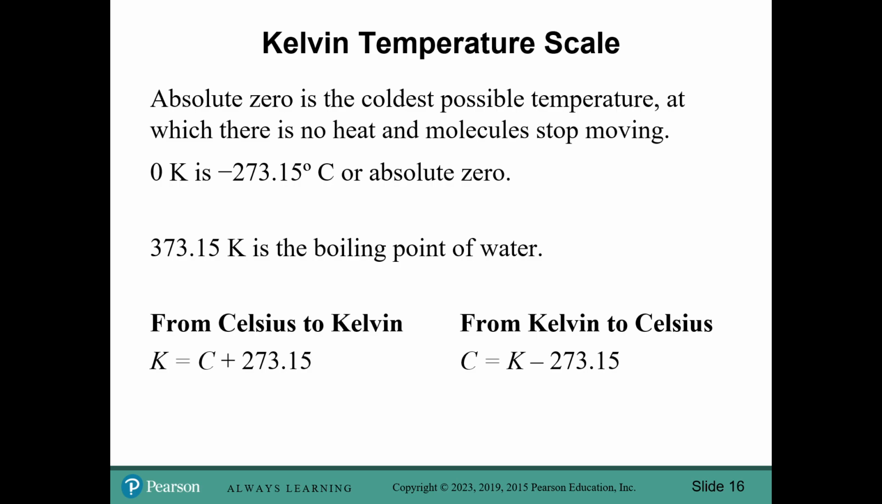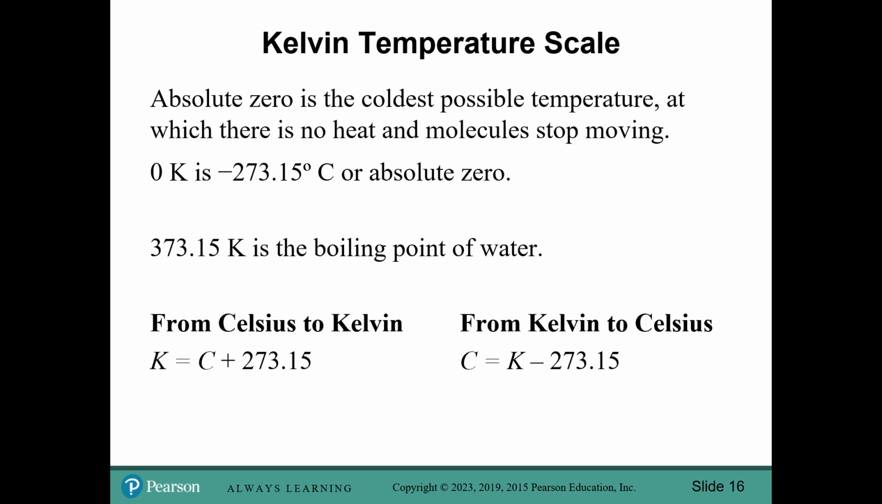Uh-oh. We've got another one here. The Kelvin temperature scale. Absolute zero is the coldest possible temperature at which there is no heat and molecules stop moving. 0 Kelvin is negative 273.15 degrees Celsius, or absolute zero. 373.15 Kelvin is the boiling point of water. So we can now convert from Celsius to Kelvin or from Kelvin to Celsius.